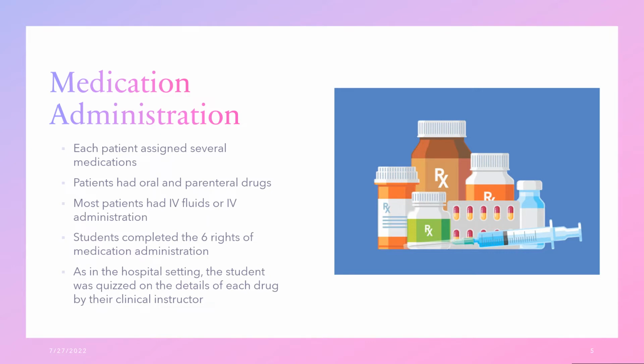If the patient had an NG or a G tube for drug administration, the student had to know which drugs were safe to crush. Students were expected to call a provider for a new drug order or to report an out-of-range lab value that might impact the safety of a medication.